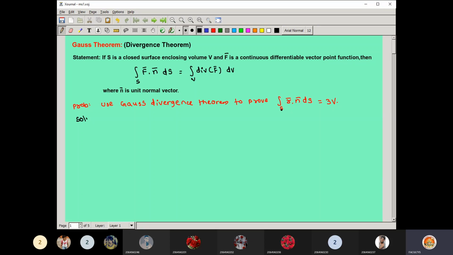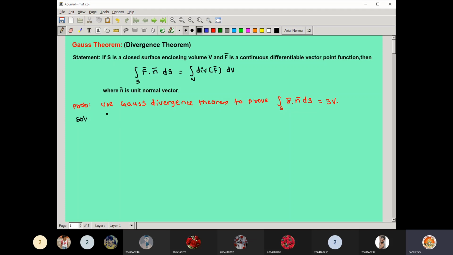This statement looks like integral over S of F bar dot n bar dS. It is exactly the left hand side of your Gauss theorem. So in order to prove that, I am using the right side, integral over V of divergence of F bar. But in order to calculate divergence of F bar, we need to understand what F bar is. Look at the given integral over S of F bar dot n bar dS. Here F bar is exactly r bar. What is r bar? R bar is a position vector. So using that information, you directly use Gauss divergence theorem.